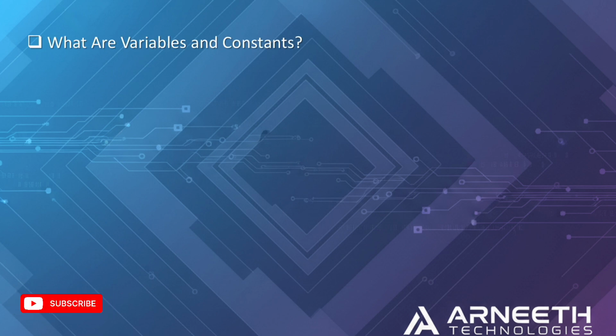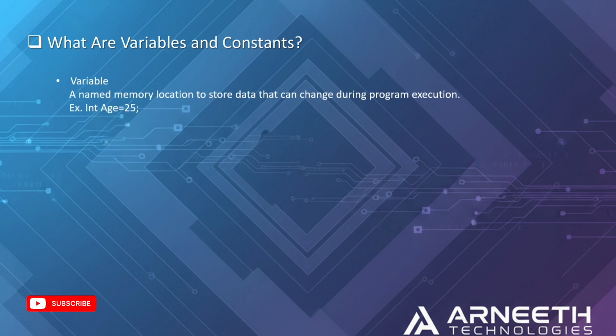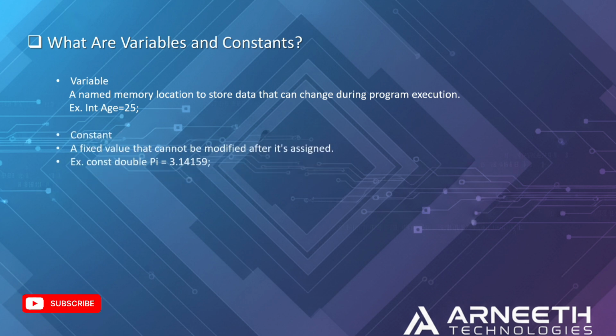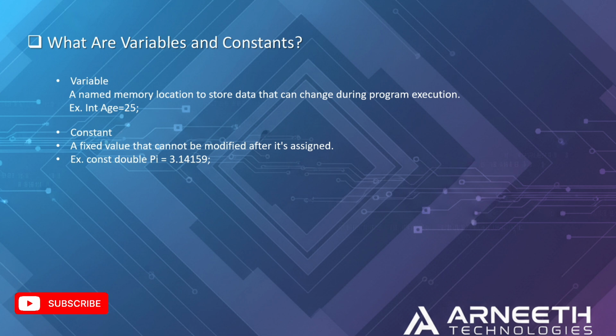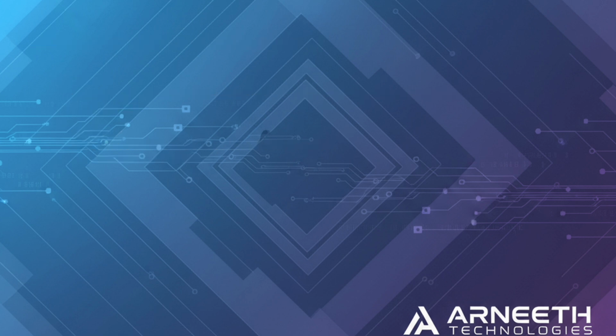So first, what are variables and constants? A variable is a named memory location to store data that can change during program execution. For example, int age is 25. So what is a constant? A constant is a fixed value that cannot be modified after assignment. For example, const double PI is 3.14159. This is the example.